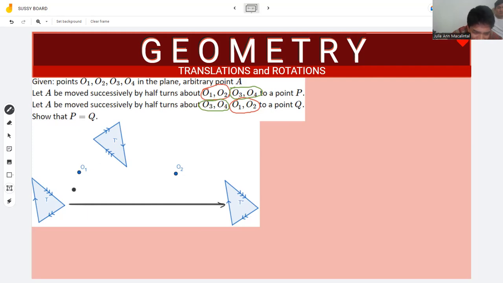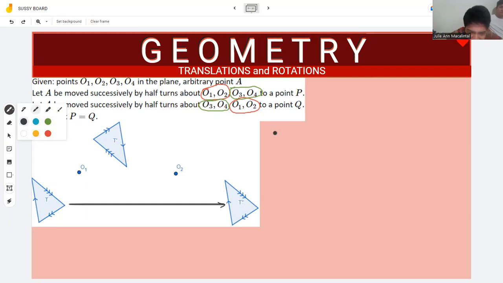So a half turn about two distinct points will lead to a translation. The trivial case is when the triangle is rotated about the same point. Obviously it's the same, so the transformation is nothing. So to a given extent, we can already know what this means.